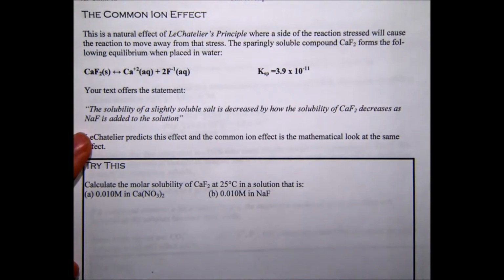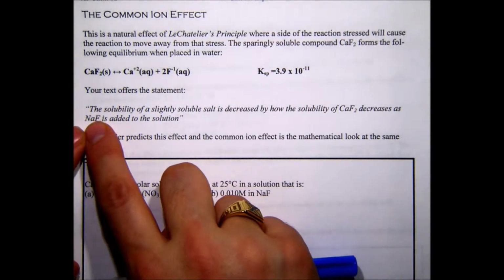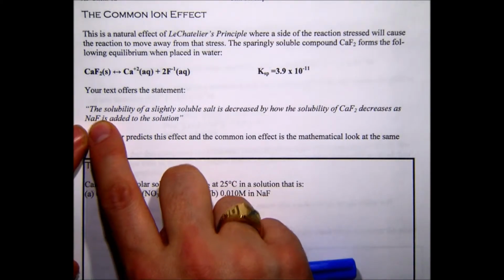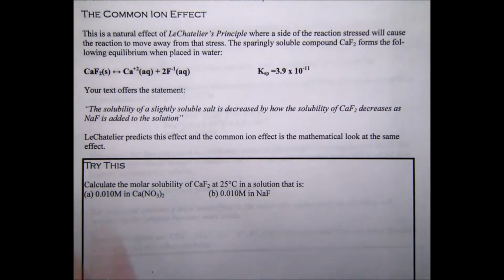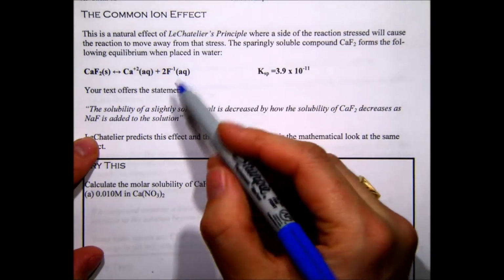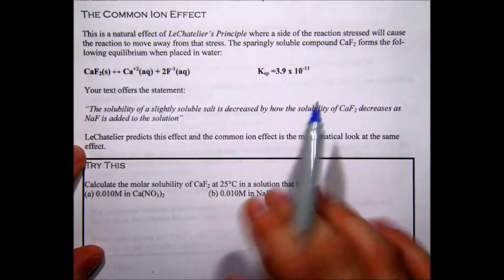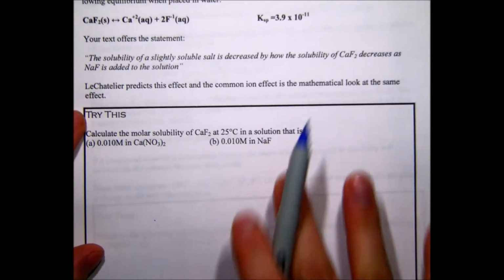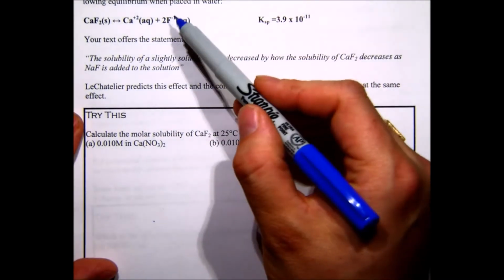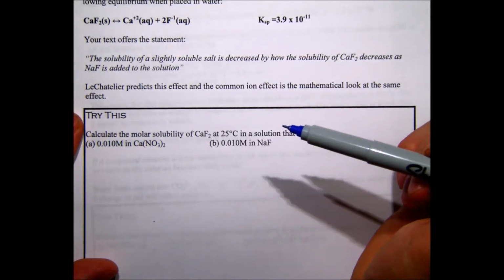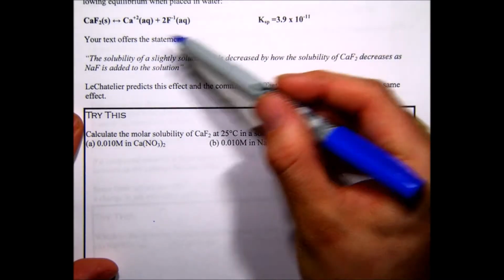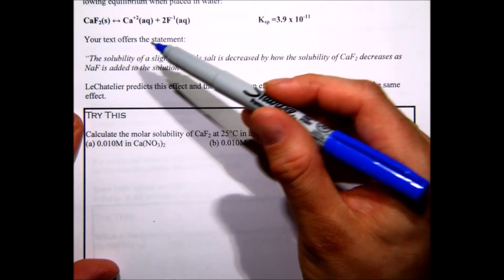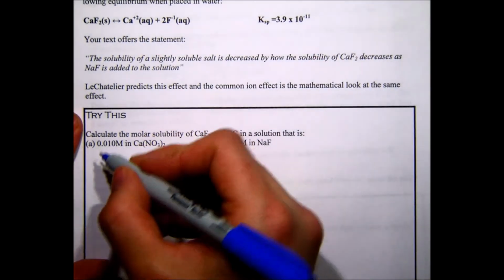So we're back to calcium fluoride here. And the text, I took this out of the textbook. It says the solubility of a slightly soluble salt is decreased by the common ion, showing how the solubility of calcium fluoride decreases as NaF is added to the solution. So NaF would be the common ion, forcing the reaction to the left. So Le Chatelier predicts that adding NaF to this situation, or adding a common ion, will force the reaction to the left. So let's have a look at exactly what that would mean.